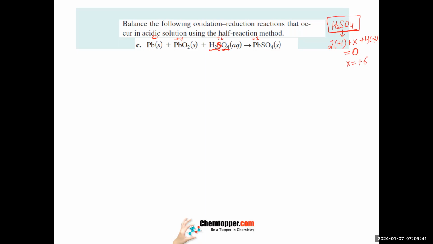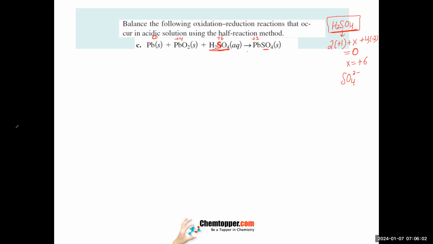Is there any change in the sulfate on the left side and right side? No, there is no change. See sulfate here. You check the oxidation number, you'll get +6. So the oxidation number of sulfur is not changing, right?